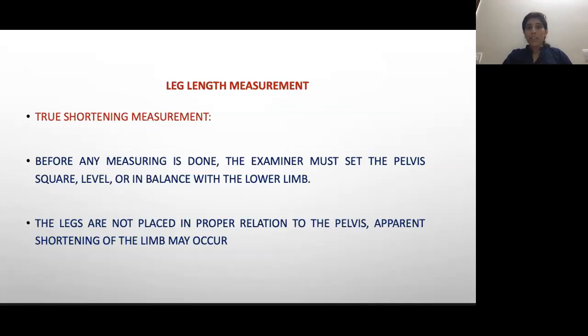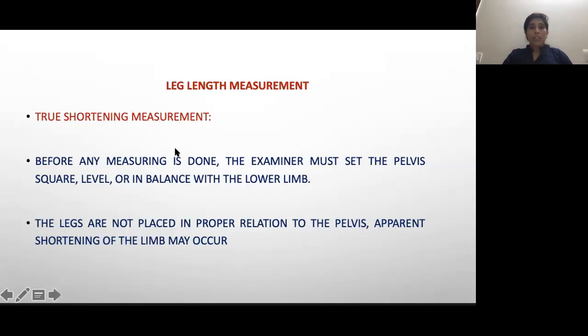Now, how do we measure this limb length discrepancy? There are mainly two methods by which we can check. First is the true shortening measurement, and the other is the functional limb length measurement, or we can say the apparent limb length measurement. First we'll see the true shortening measurement.